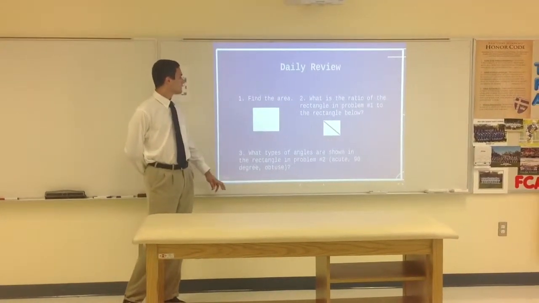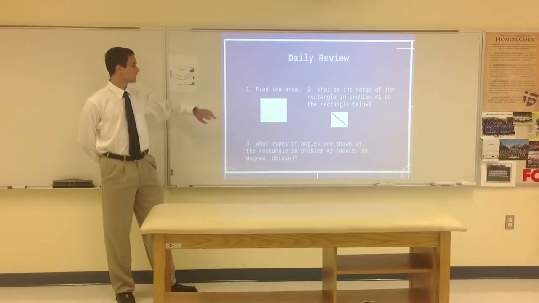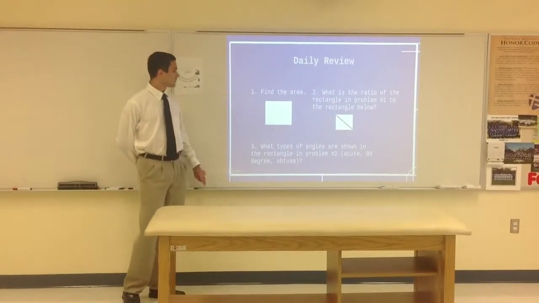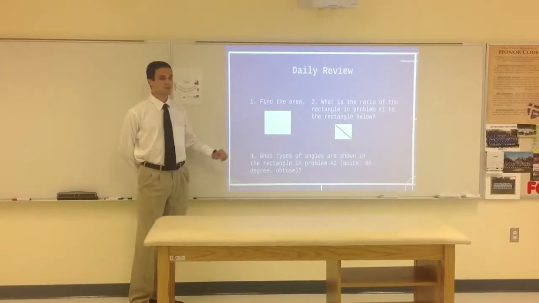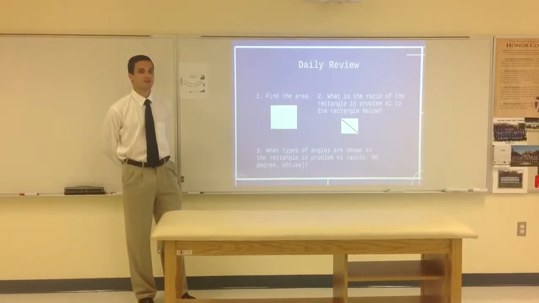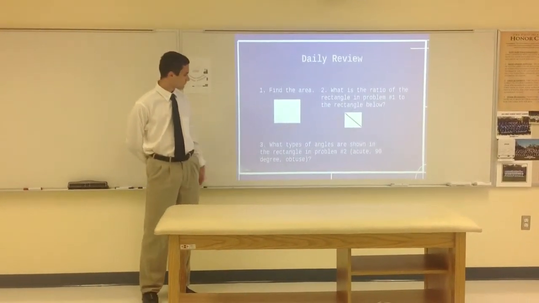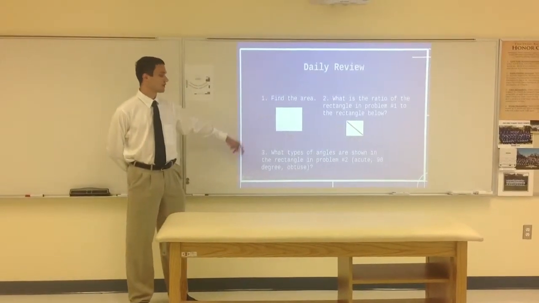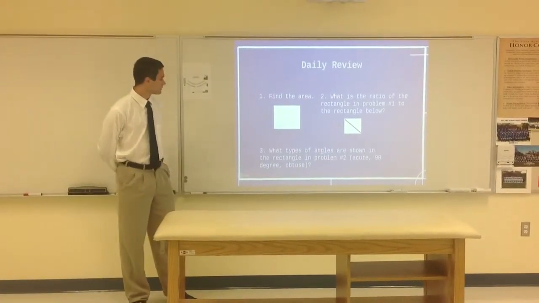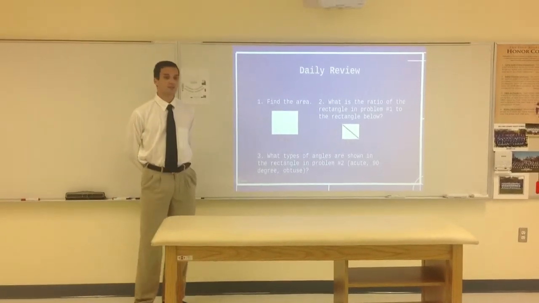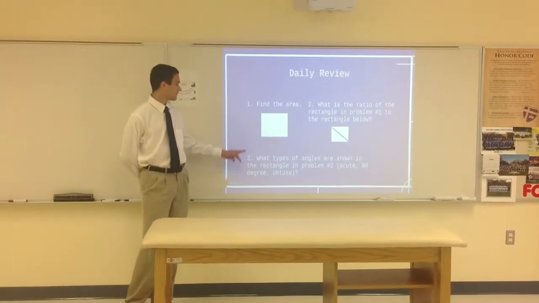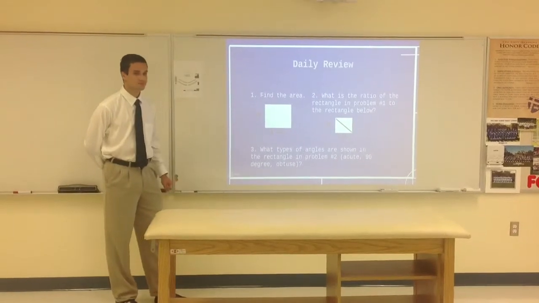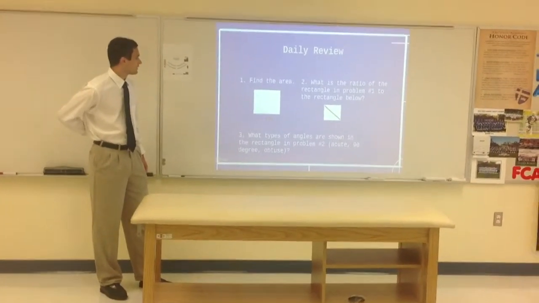Alright, so we're going to start with number 1 over here, finding the area. So to start off, what would be the length of the longest side of the rectangle right over here? 4 inches. Alright, and what would be the length of the shortest side, right over here? The 2 inches. 2 inches. So given that information, what would the area of this rectangle be right here? 8 inches squared. Very good.